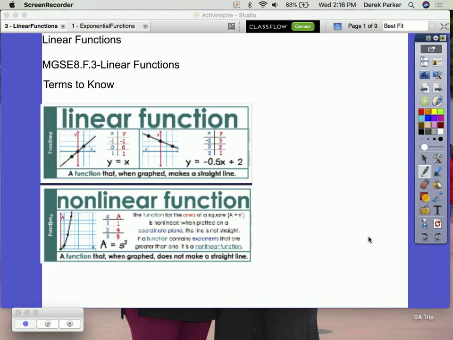In this standard, the last standard of this unit, F3, we're going to be dealing with linear functions. A linear function is a function that when graphed makes a straight line. So a linear function is always a straight line, no matter what. If it's not a straight line, it's not a linear function. It's not a linear equation. A nonlinear function is a function that when graphed does not make a straight line. It's a function, but it is nonlinear, meaning not a straight line.